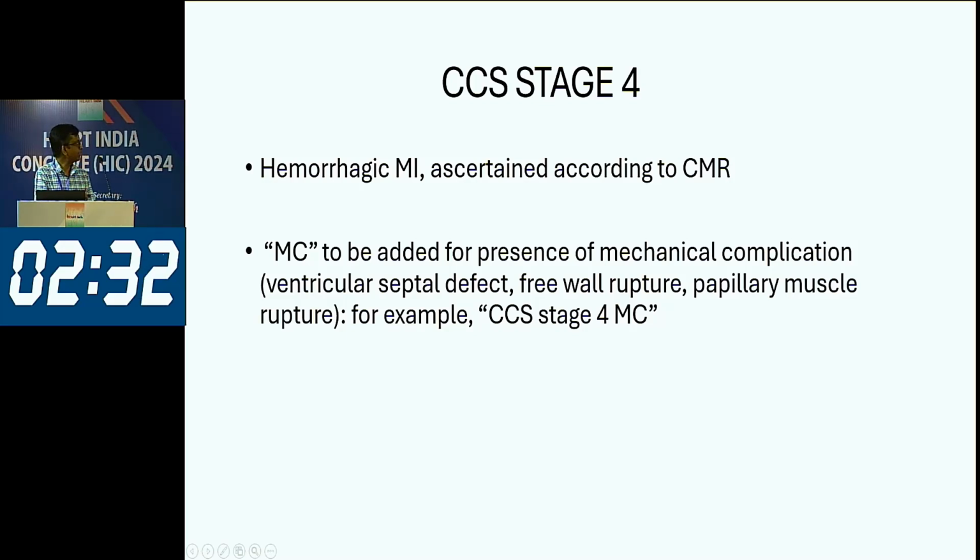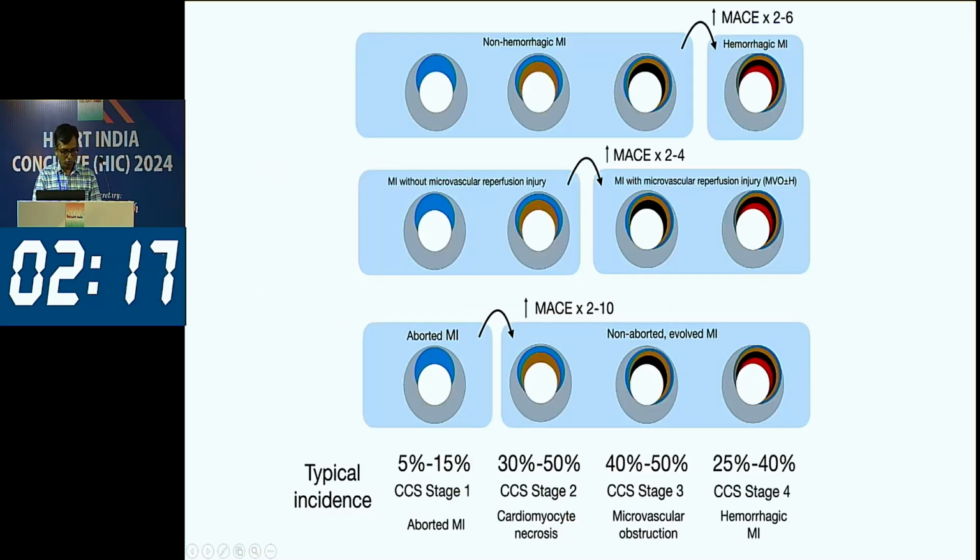If patients have a mechanical complication, MC or mechanical complication is to be added in the presence of complications like VSD, free wall rupture, or papillary muscle rupture. So we can say CCS stage 4 with mechanical complication. With each progressive stage, the adverse event rate increases. Once you cross from stage 3 to stage 4, the MACE rate is increased by 2 to 6 times.